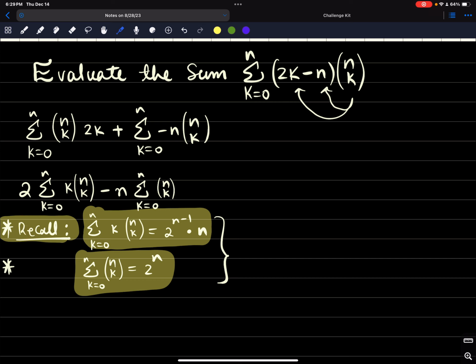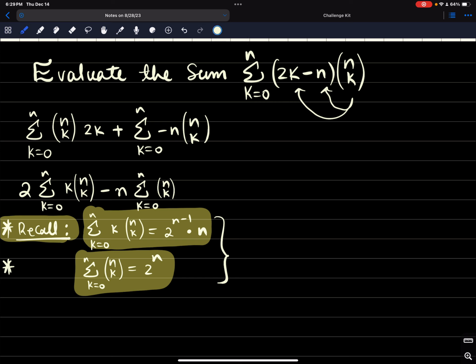Okay, so now you're going to have to recall this yellow color highlighted part, which is that the sum from k equals 0 to n, k times n choose k is equal to 2 to the power of n minus 1 times n. And you're going to also have to recall the second part, that the sum from k equals 0 to n of n choose k is equal to 2 to the power of n. If you don't recall it, you would not be able to solve this question, okay? So make sure to go over your text.